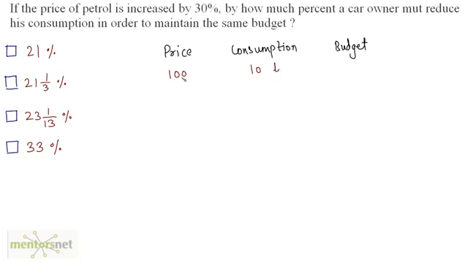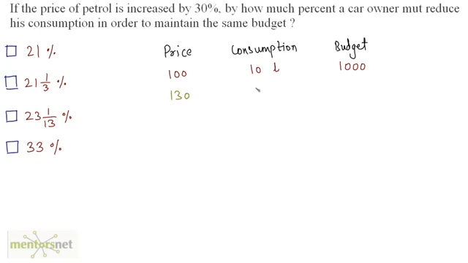So the budget will be the price of 1 liter of petrol times the total consumption, which is 100 times 10, is 1000 rupees, for example. Now this price of petrol is increased by 30%. So we have the new price as 130. By how much percent must a car owner reduce his consumption in order to maintain the same budget?